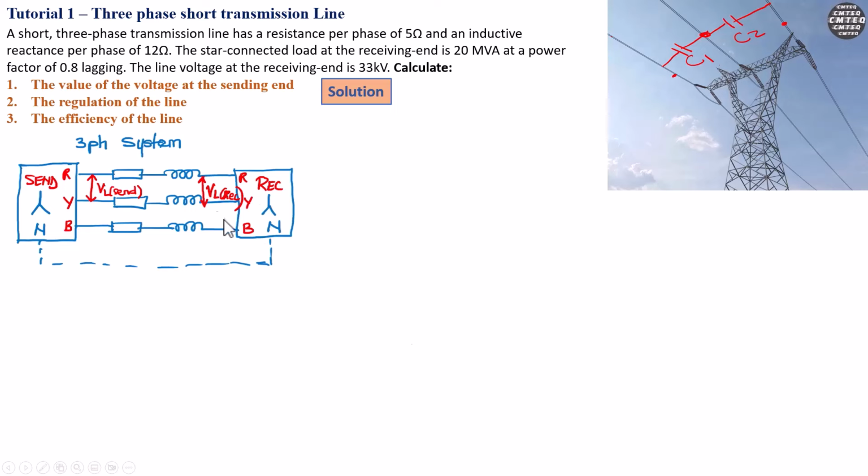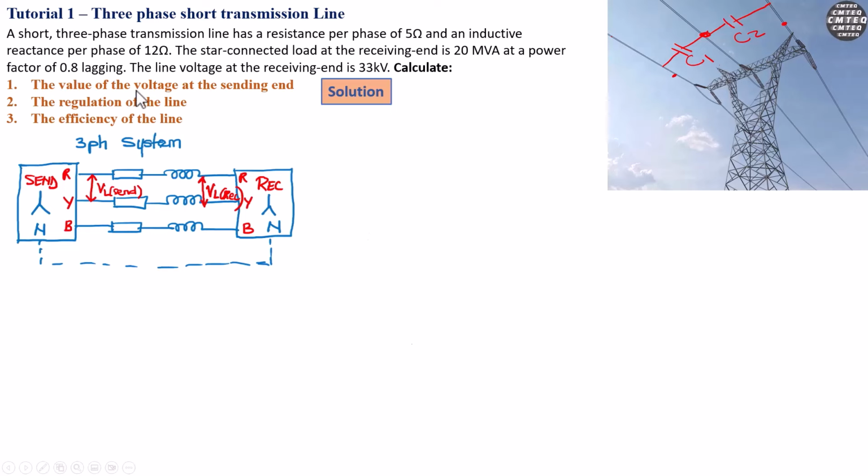But the voltage at the receiving end is subject to the voltage drop across a transmission line, which is your Vz, based on the line impedance. Now in the problem statement, we've got a 5 ohm resistance per phase and an inductive reactance per phase of 12 ohm. Right now, the system at the receiving end is running at 20 megavolt ampere of power with a lagging power factor of 0.8. The line voltage at the receiving end is 33 kilovolt.